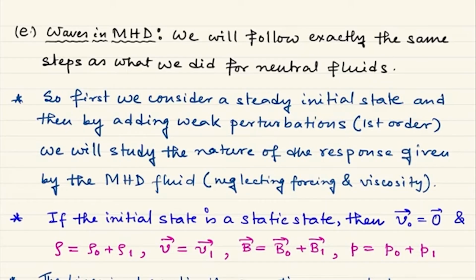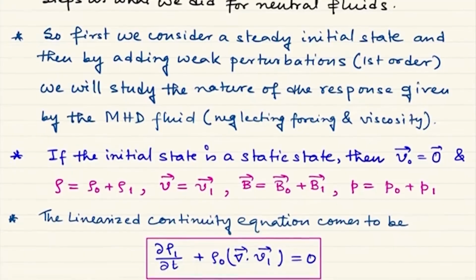So here, first of all, when we study the response of an MHD fluid towards a weak perturbation, we will, for the sake of simplicity, at the first step neglect forcing and viscosity. It is always a very good question what happens to the wave modes, or to the nature of response, if we take the forcing or the viscosity into account. That's for you to think. It's a very good question actually.